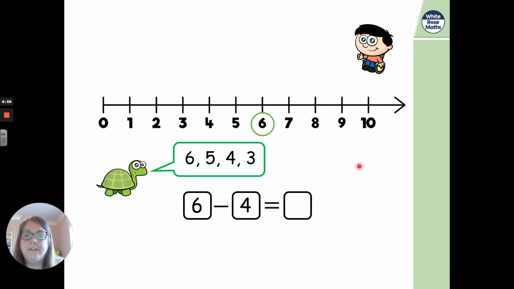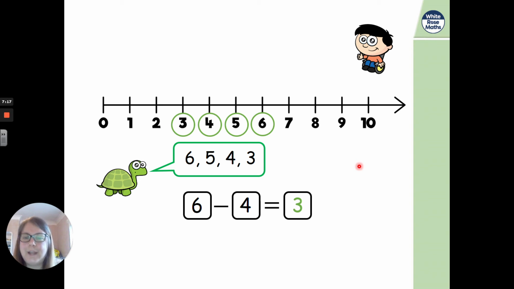6, 5, 4, 3. He thinks the answer's 3. I wonder if you got the same answer. I don't think you will have done, because I think Tiny's made a mistake. What mistake has he made? See if you can tell, you're grown up.